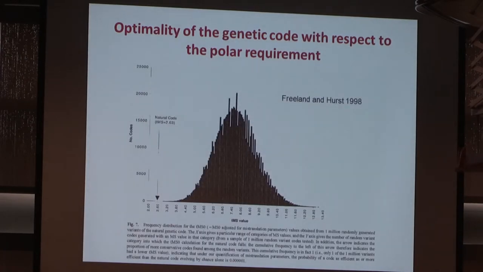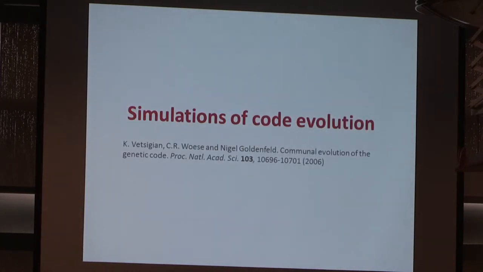And the actual result is that the genetic code is, as Freeland and Hurst put it in their paper, one in a million. If you take a million genetic codes and calculate how good they are at minimizing errors, the actual genetic code is better than all of those. Okay, now what we contributed to this was we understood how this happened.